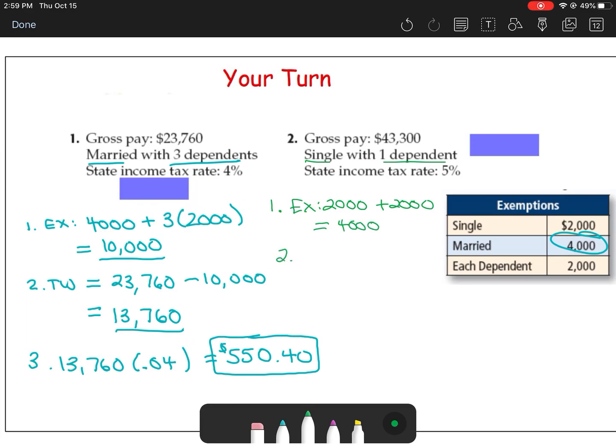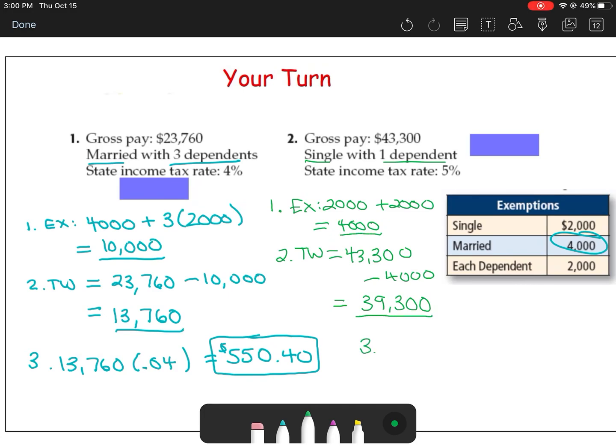Step 2, find my taxable wage. So I'm going to take my gross pay and I'm going to subtract my exemptions. So 43,300 minus 4,000. So I get 39,300.